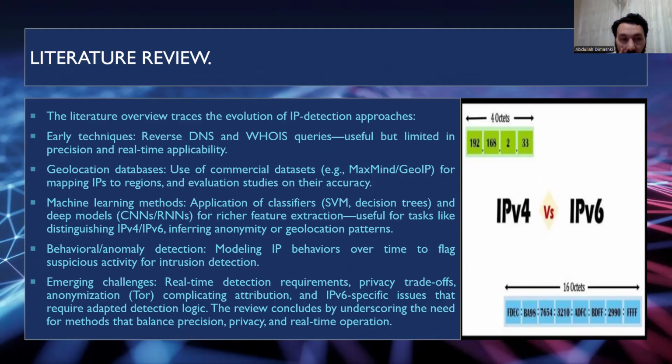The fourth point, behavior and anomaly detection, modeling IP behaviors over time to flag suspicious activity for intrusion detection. Last point, emerging challenges: real-time detection requirements, privacy trade-offs, anonymization complicating attribution, and IPv6-specific issues that require adapted detection logic. The review concludes by underscoring the need for methods that balance precision, privacy, and real-time operation.